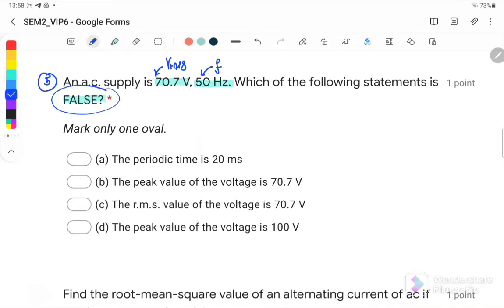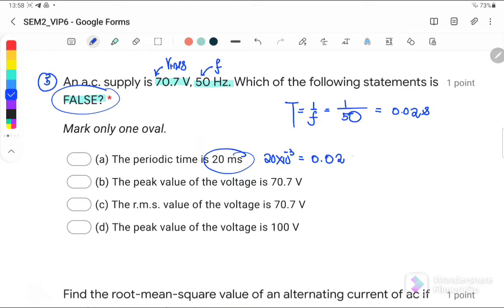A, the periodic time is 20 milliseconds. The period is equal to 1 over f. Substituting f as 50 Hz, I get 0.02 seconds. Comparing with 20 milliseconds, 20 milliseconds is equal to 0.02 seconds as well. So this is correct.